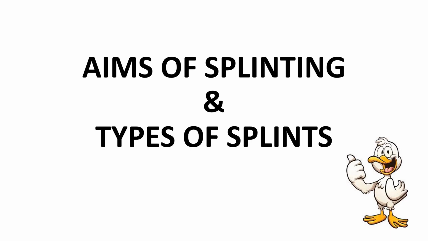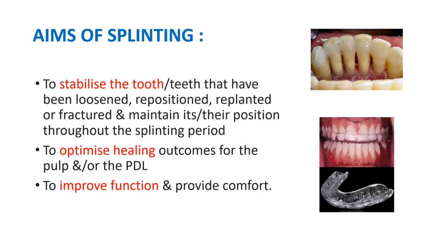Aim of splinting and types of splints. Aims of splinting: To stabilize the tooth or teeth that have been loosened, repositioned, replanted or fractured and maintain its/their position throughout the splinting period. To optimize healing outcomes for the pulp and/or the periodontal ligament. To improve function and provide comfort.